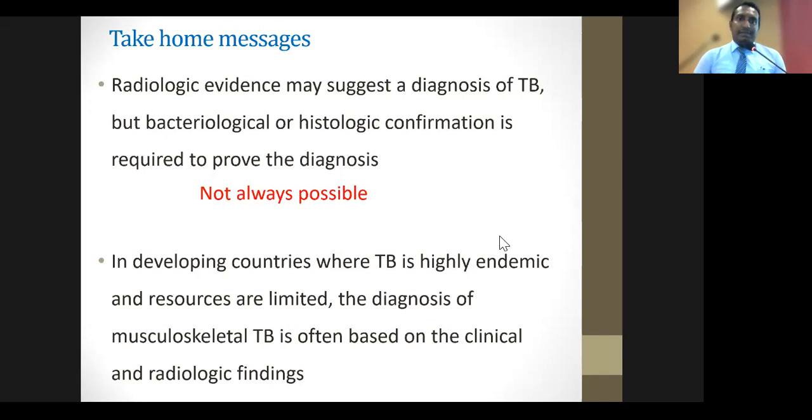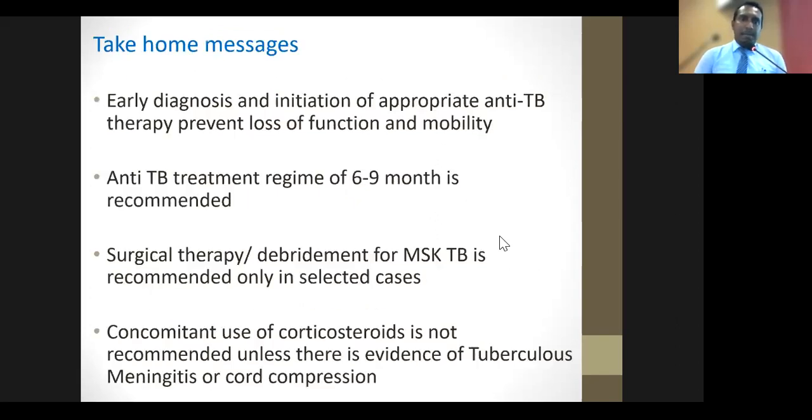In developing countries like ours, where TB is highly endemic and resources are limited, diagnosis of musculoskeletal TB is often based on clinical judgment and radiological findings. So we'll have to take a rational decision using our clinical judgment and radiological findings. And early diagnosis and initiation of appropriate TB treatment will prevent loss of function and mobility. And the TB regimen is usually 6 to 9 months.